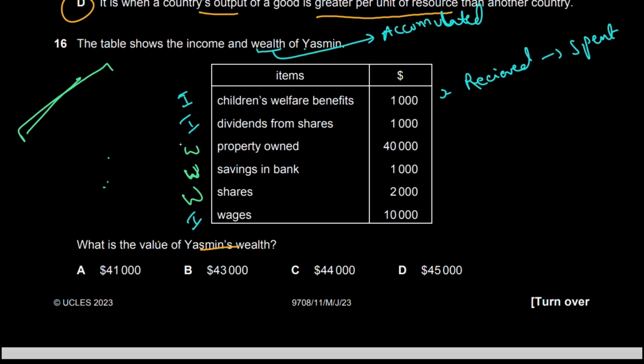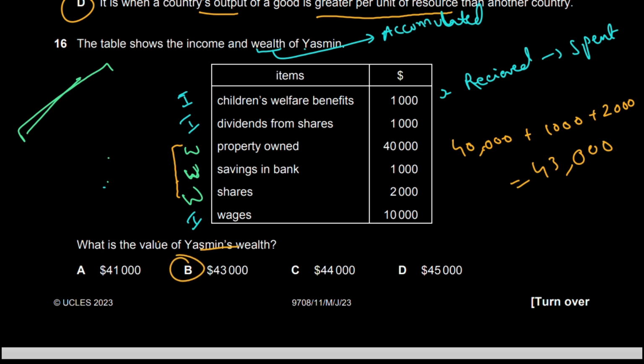Okay, so first of all we'll identify these three wealths, and the quantity they have and the value they have. Sorry, 40,000 plus 1,000 plus 2,000, this will give us 43,000. Hence our answer will be option B.